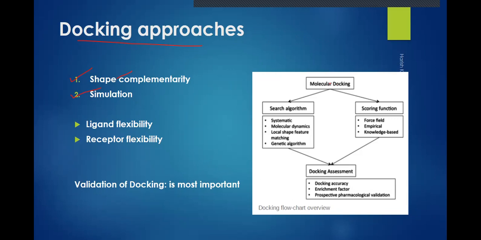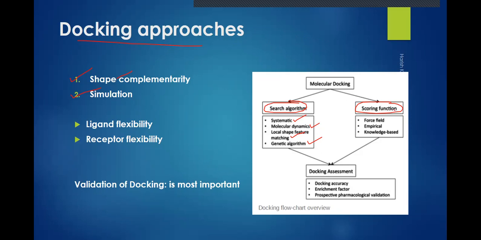So this is the docking protocol. We have one, the search algorithm, and the other one, the scoring function algorithm. So what will the search algorithm do? It will either undergo a systematic or molecular dynamics or local feature matching or genetic algorithm type of approach, and it will lead to generation of different conformations of the ligand within the binding site.